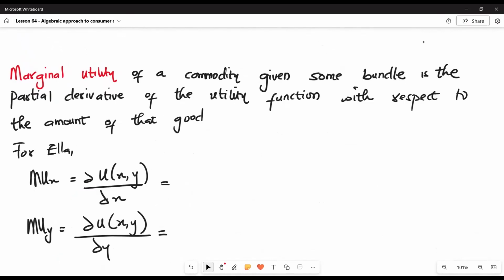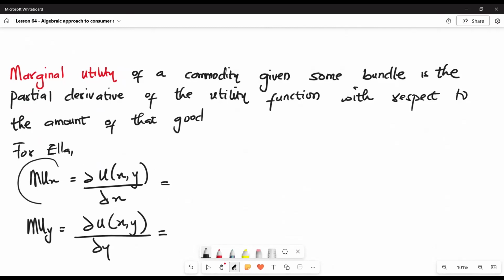Now, using calculus, we can then move on to the marginal utility. So the marginal utility of a commodity given some bundle is defined as the partial derivative of the utility function with respect to the amount of that good. So what this reflects is how the consumer's total utility changes as the amount of the commodity is increased by a small amount, holding constant the amount consumed of the other good.